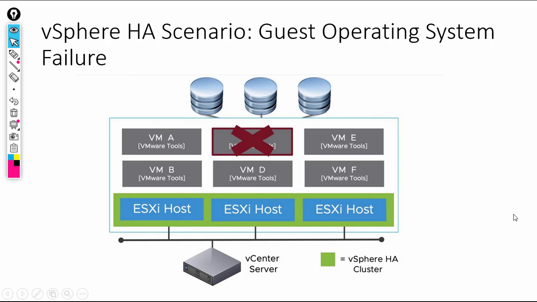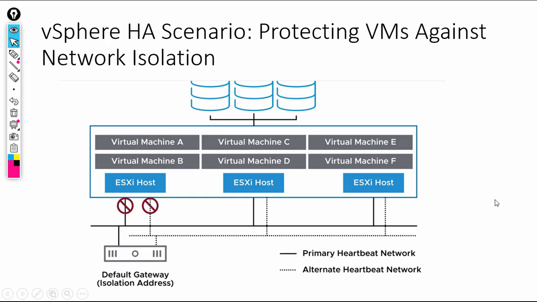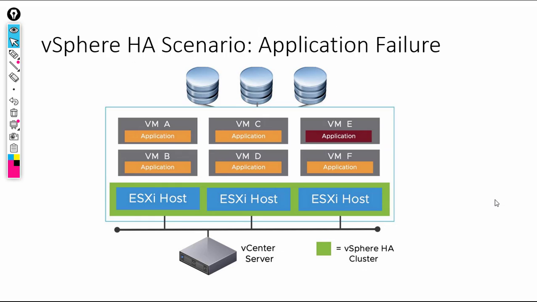The third failure is application failure. In this situation, if an application running inside a virtual machine fails, then vSphere HA restarts that virtual machine on the same host. In this case also, vSphere HA restarts the virtual machine on the same host server. So in guest operating system failure and application failure, the VM will be restarted on the same host, and we need VMware Tools inside the virtual machine to detect this failure. So this is our third failure.